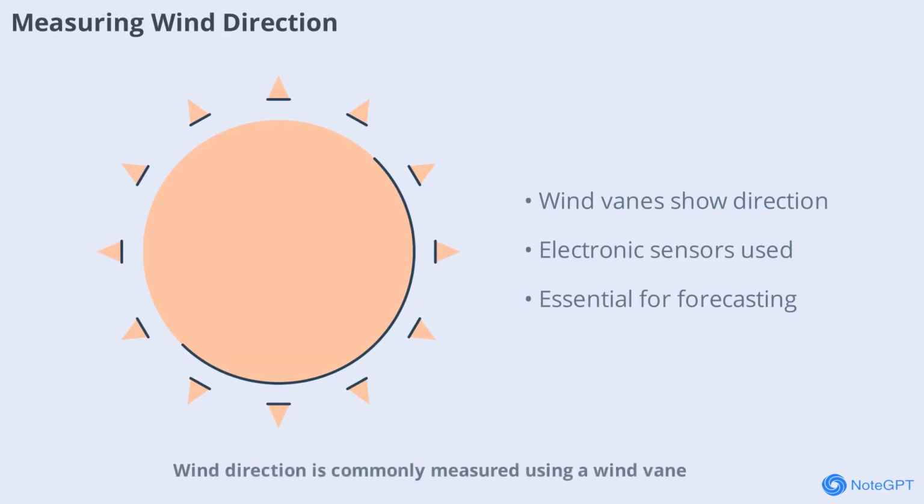Wind direction is commonly measured using a wind vane, also known as a weather vane. This simple instrument points in the direction from which the wind is blowing. Modern weather stations may use electronic sensors for more precise measurements. Accurate wind direction data is essential for weather forecasting, aviation, and even sports.